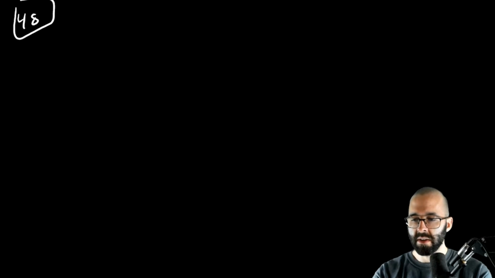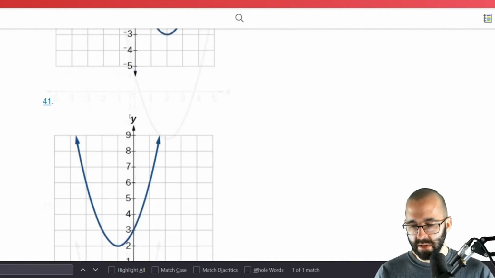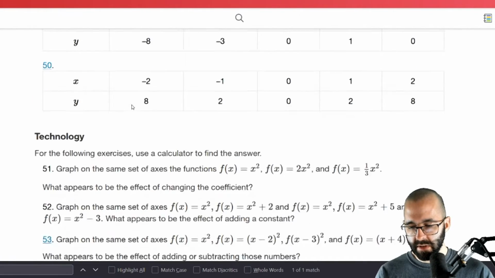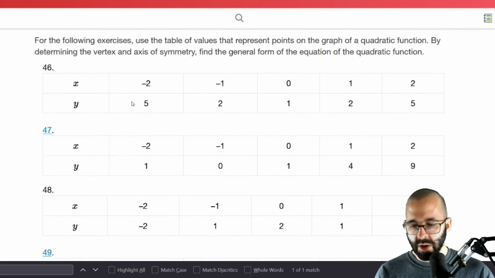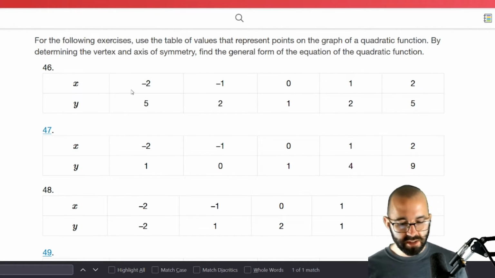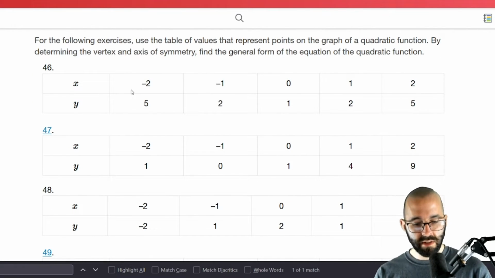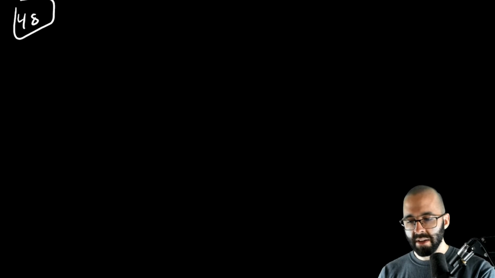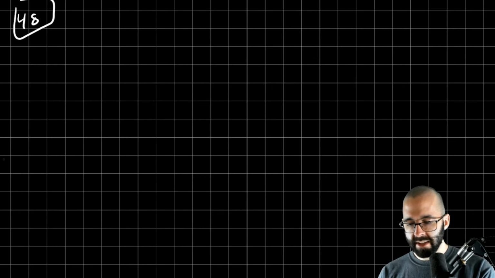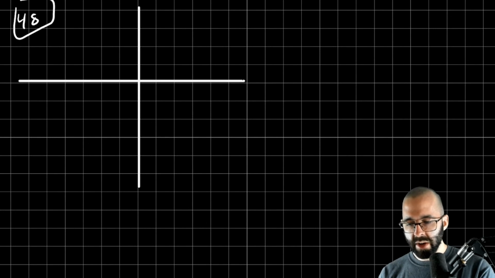Let's do another problem. 48. Okay, very similar. Use this table. And again, you can either graph it or not graph it. It's up to you. I think it's a little easier if you graph. Obviously, it takes a little longer, but if it makes things easier and you get the right answer, why not, right?